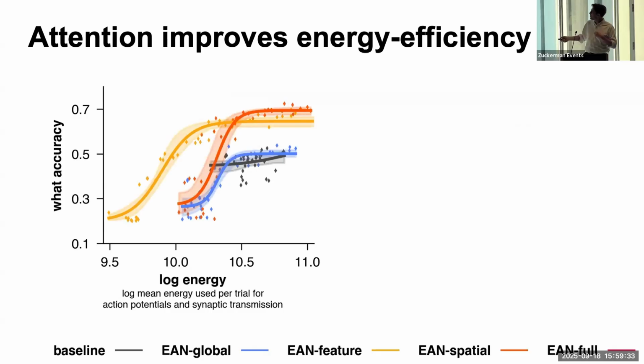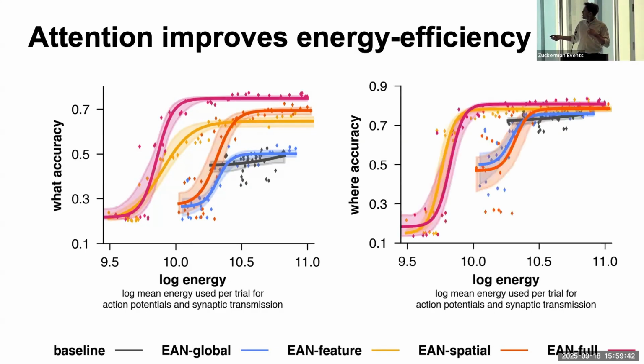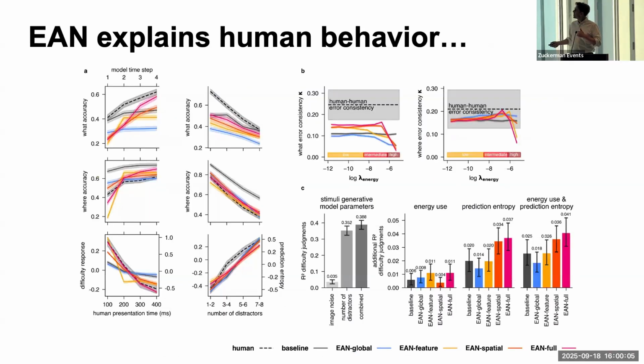And similarly, we can plot all of these different models. As we increase the complexity of the attention mechanism, we get better and better energy-accuracy trade-offs. A similar story can be told about the where accuracy. The full model dominates all other models in terms of the energy-accuracy trade-offs. So the big story is that attention improves energy efficiency, and there's also this interesting gradient where increasing the complexity of the attention mechanism gives you better and better gains.